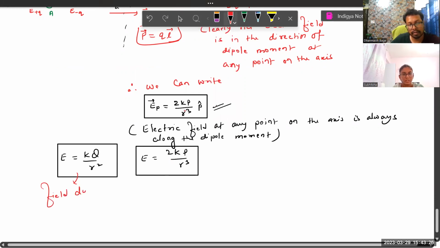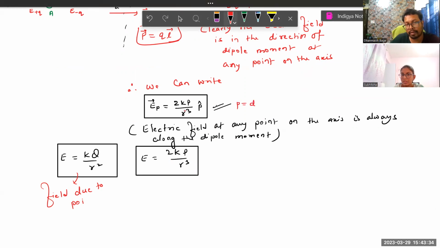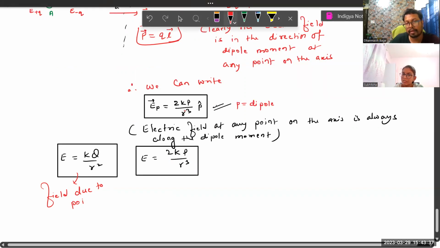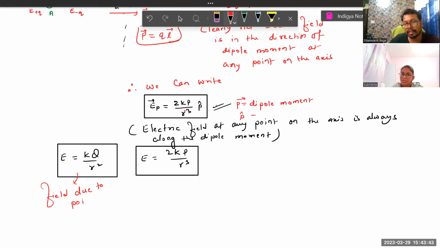Here P stands for dipole moment, 2Q a. Dipole moment is a vector quantity, P vector, and P cap is the unit vector along the dipole moment.